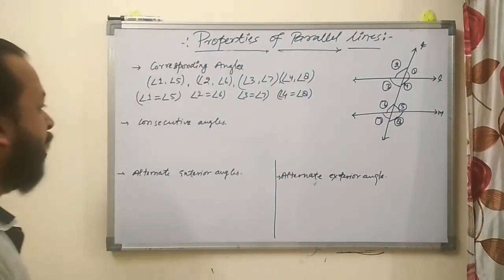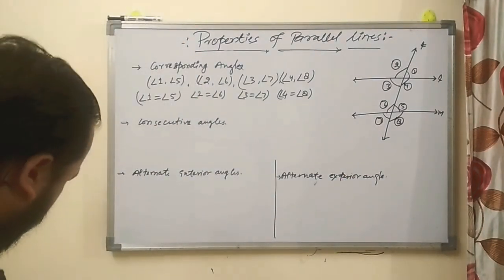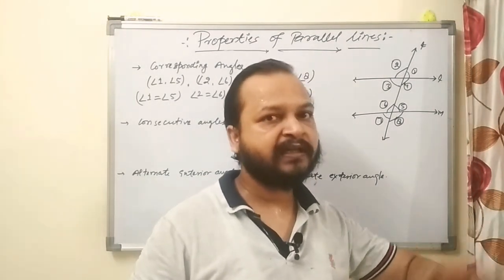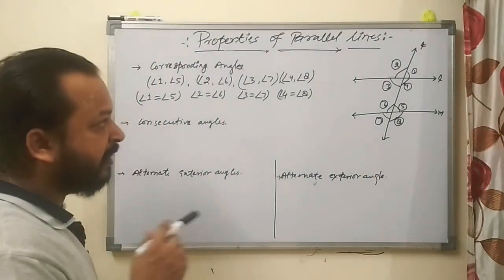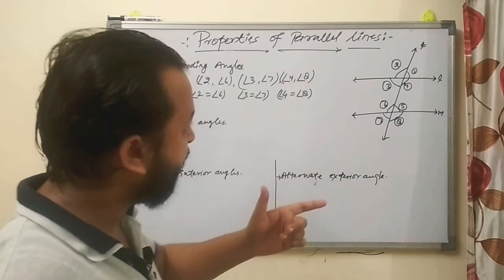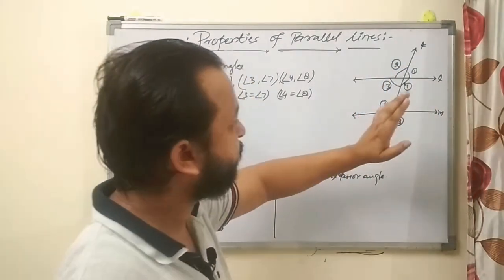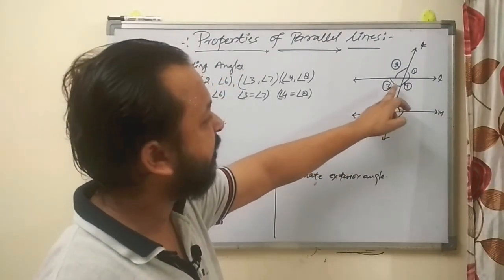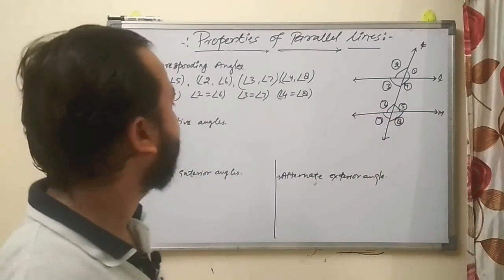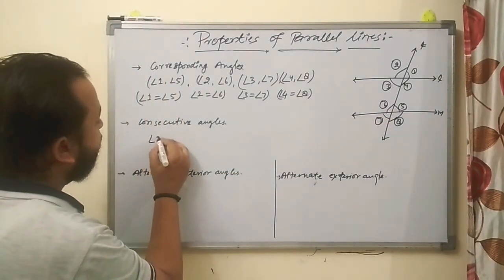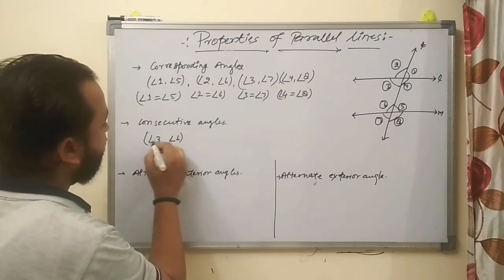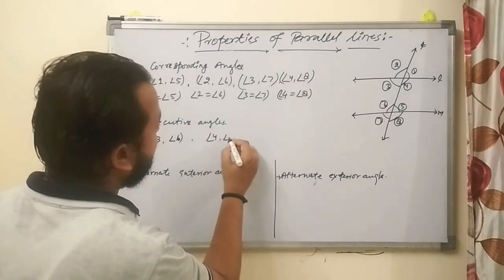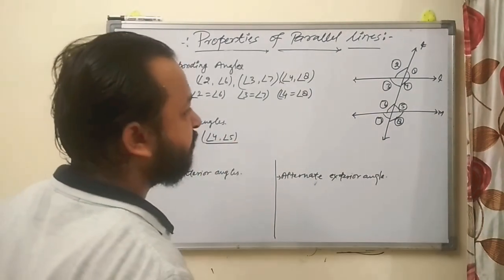Right? Now come to consecutive angles. You know the consecutive numbers means one after another, one after another, one after another. These are the consecutive numbers. So in the same way, the consecutive angles on the same side means angle 4 and 5 are the consecutive angles, angle 3 and angle 6 are the consecutive angles, right?